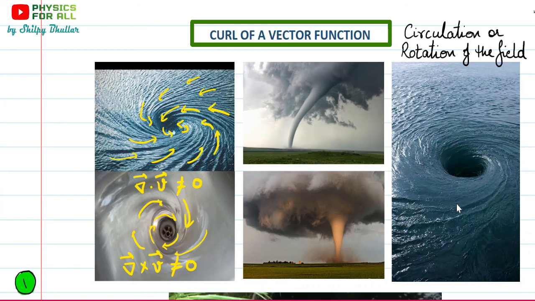And now the way we understood divergence in terms of Cartesian coordinates, similarly, we are going to understand curl of a vector in terms of Cartesian coordinates in our next video.